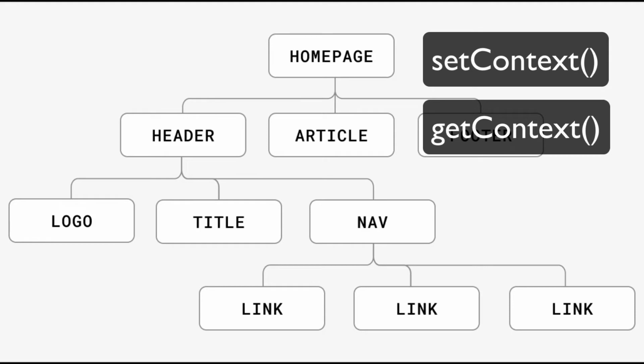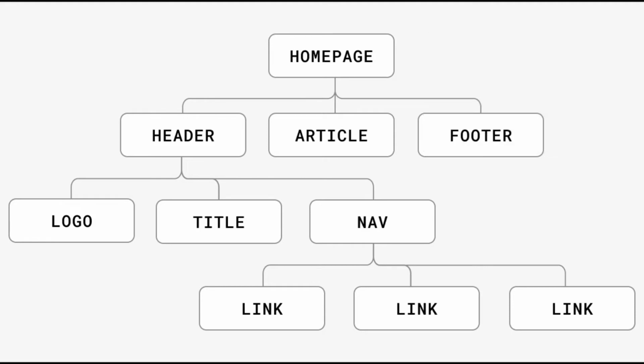A component can call setContext, passing in the key and some data as params, and this context becomes available to any of its child components through the use of getContext. So let's learn how to use a Context API in a real-life example.